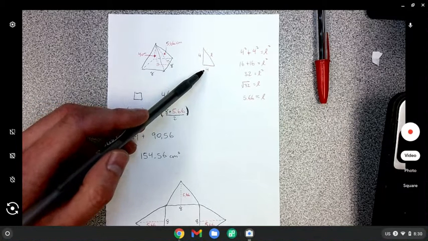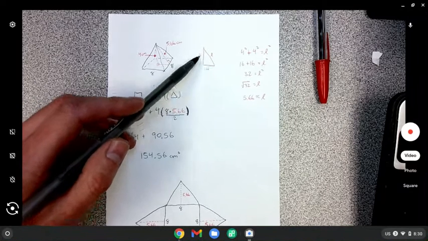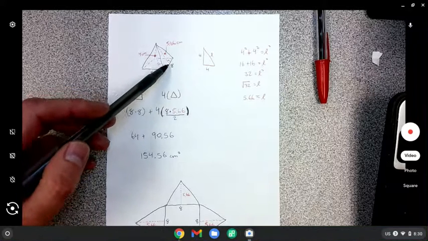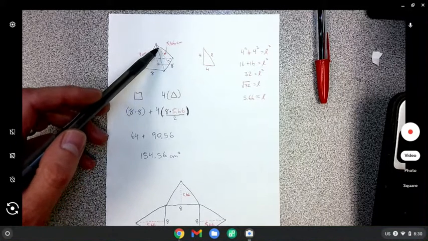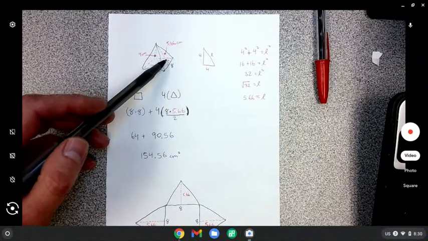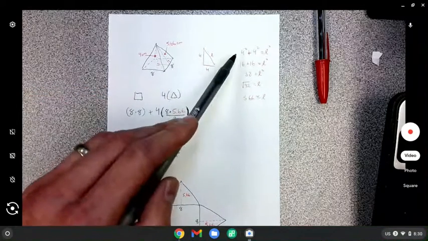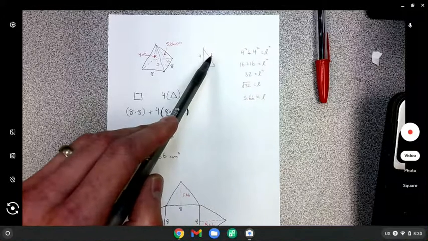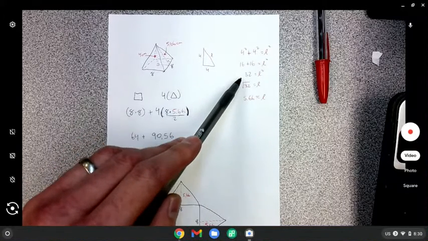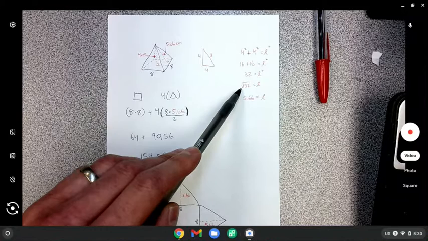Once we know the 2 legs of the right triangle, we can find the hypotenuse, which is what I really need to know, the height of that triangle on the outside edge there, that lateral length. So Mr. Pythagoras, 4 squared plus 4 squared equals, I called it L for the lateral length, L squared, works out to be the square root of 32.